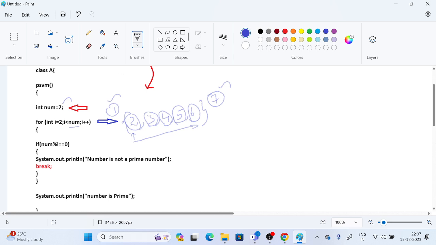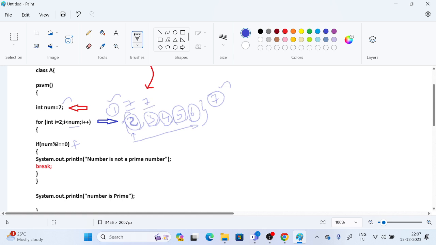As simple as that. The first number is 2. For our boundary setup, the initial condition is 2. It will check if number % 2, 7 % 2 equal to 0. That is going to be false. So the first condition, 7 divided by 2, is false. So this if block will not get executed.